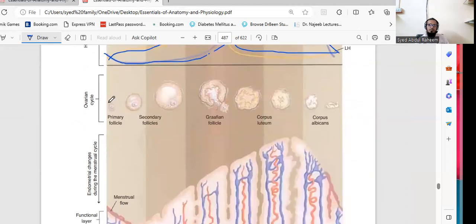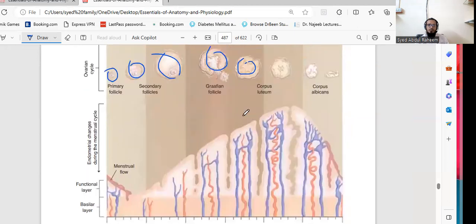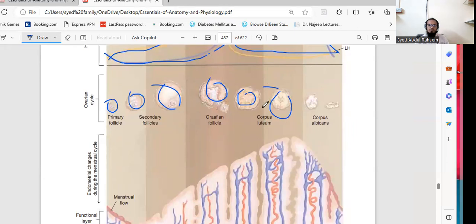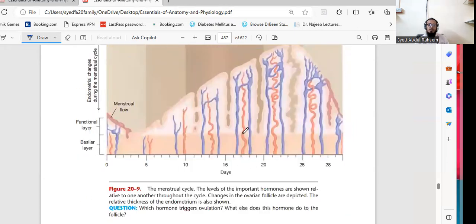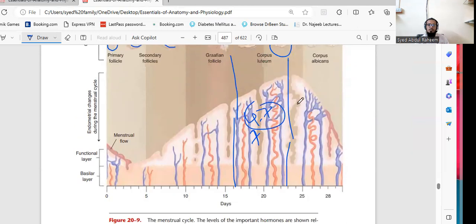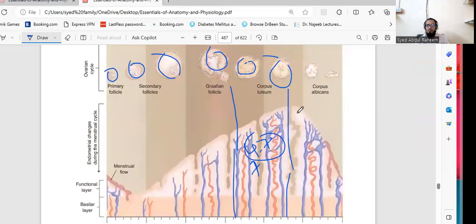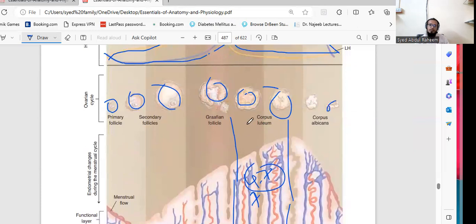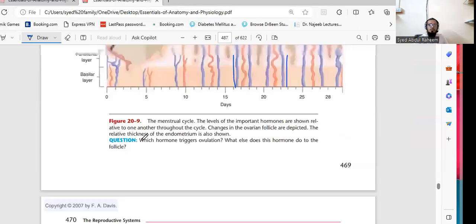Next, we have the ovarian cycle: primary follicle, secondary follicles, graafian follicle, corpus luteum. Here the corpus luteum is very high. It is from around 15 days to 20 or 22 days. This is the main period for fertilization. It's 4 to 7 days, the best time. Next, what will happen? The corpus luteum will develop, then progesterone increases.